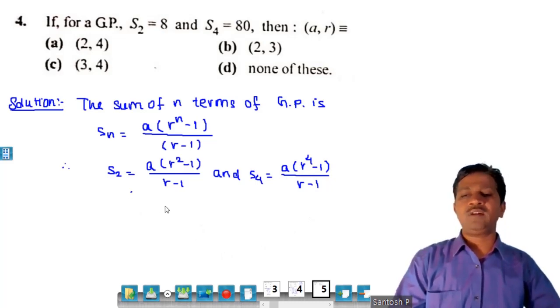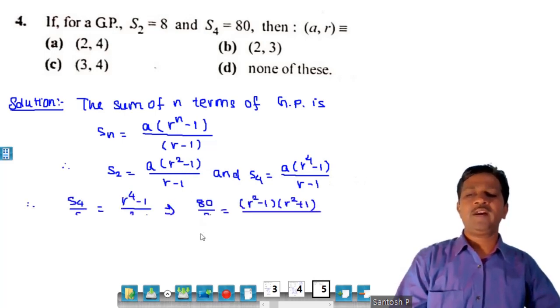Now I have been given the values of S2 and S4, and I am interested in A and R. So let us take the division, S4 upon S2, because if I divide S4 by S2, this R minus 1 and R minus 1, this A and this A will get cancelled. So only R raised to 4 minus 1 upon R squared minus 1 remains. The numerator can be factorized.